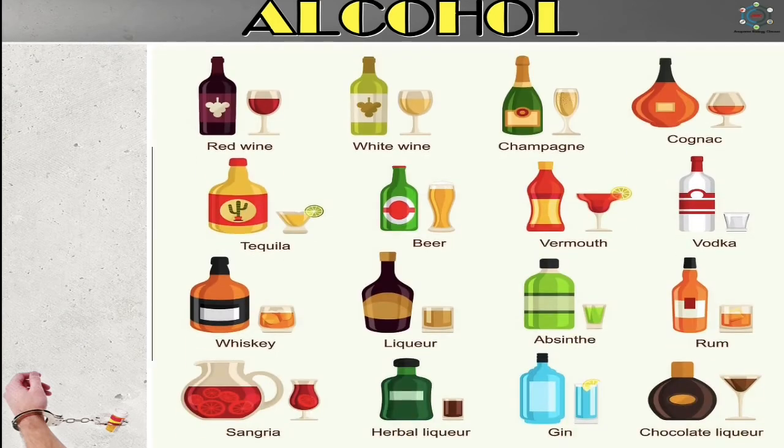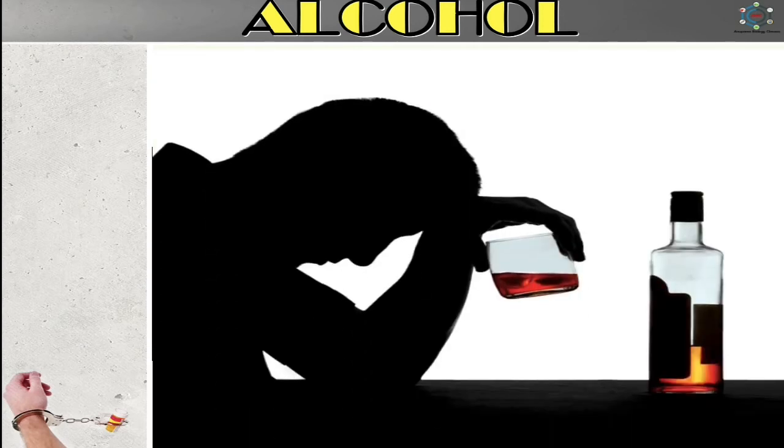Now, mode of use. Alcohol is taken in low concentration as beer, toddy and wine, and in relatively high concentration as arrack, brandy, whiskey, rum, gin, vodka, etc. So in this picture you can see different types of alcohols. Now, what is addiction? Addiction to alcohol is called alcoholism. Alcoholics, that is alcohol addicts, are found in all sections of society.